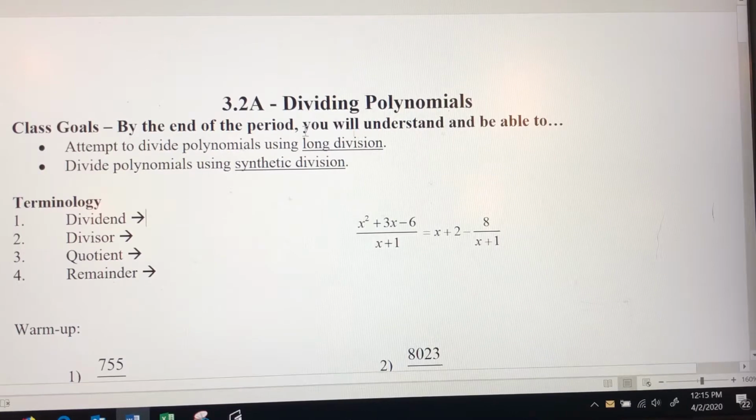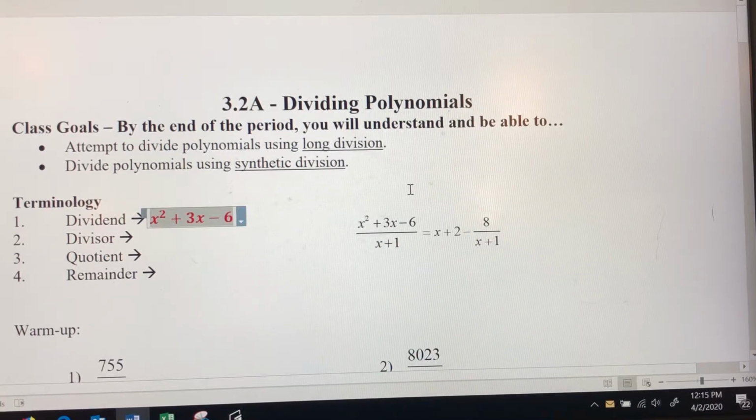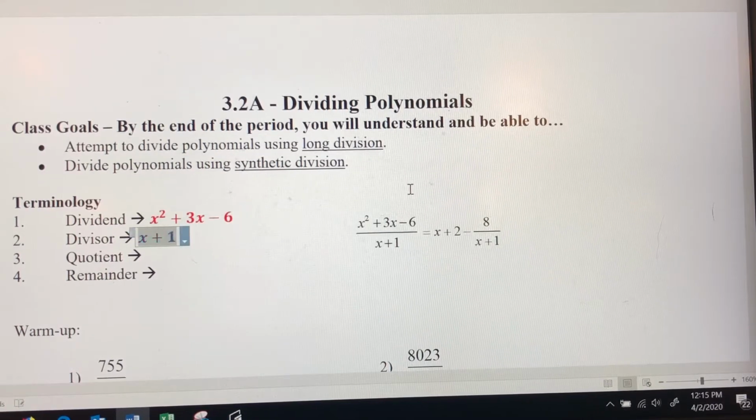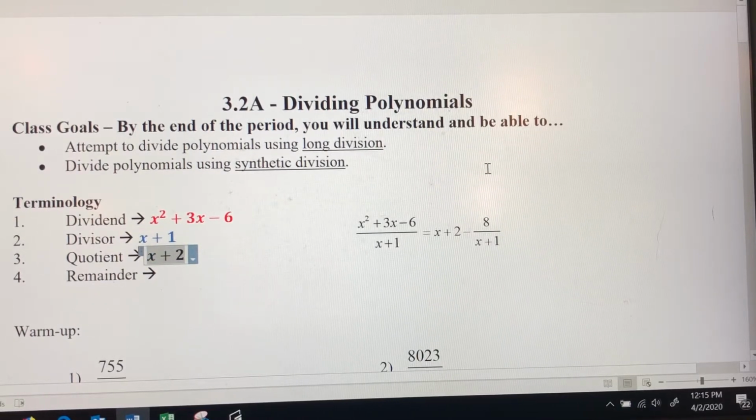First, some terminology. The dividend is the expression here that's being divided. So my dividend here is x squared plus 3x minus 6, okay? The divisor is what that dividend is being divided by. In this case, the dividend is being divided by x plus 1. Okay? The quotient is going to be the full factor here that we get when we divide. In this case, that's x plus 2. And this problem has a remainder. The remainder is just going to be this negative 8 here over the divisor of x plus 1 again.